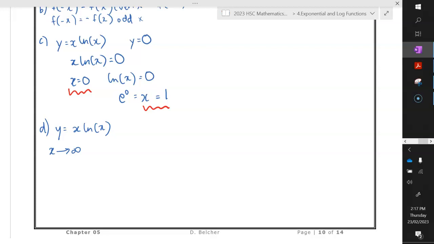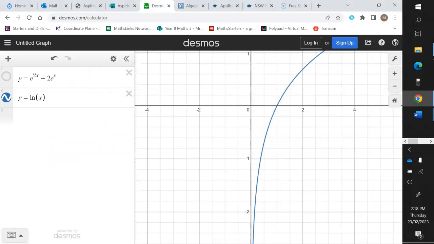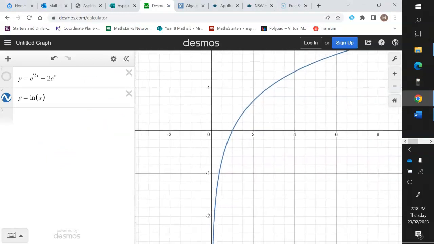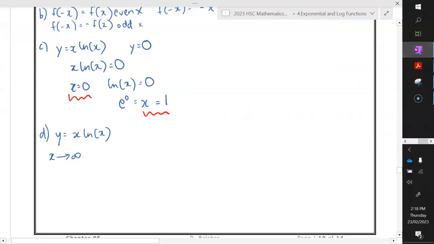Now we know what happens as x goes to infinity in log of x. We'll just jump over and have a look at a graph of that. Okay, so I just jumped into Desmos there. So as x goes to infinity, this is our graph of log of x. Log of x slowly goes to infinity, doesn't it? So if we jump back into the OneNote and put those together, we're going to have x going to infinity as x goes to infinity, and log of x going to infinity a bit slower. So we're going to have y going to infinity as well as x goes to infinity.